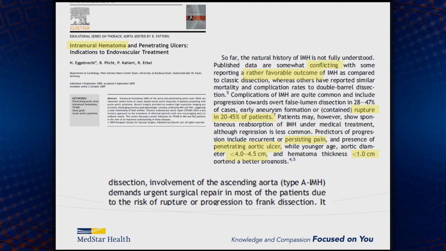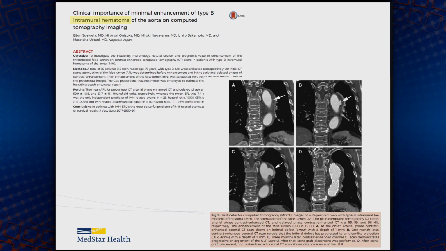In terms of IMH, I think there's been a lot of discussion of whether or not this is a benign process. In reality, I think it is not, and certainly something that needs and warrants careful observation or even sometimes immediate treatment. In this paper, they looked at IMH and PAUs, and they found that there were a fair amount of rupture that can occur with these patients. Predictors of poor outcome included persistent pain, association with a PAU, total aortic diameter greater than 4 centimeters, or IMH thickness of greater than 1 centimeter. Certainly, if IMH extends into the ascending aorta, then it's an indication for urgent treatment. It's managed like a type A dissection.